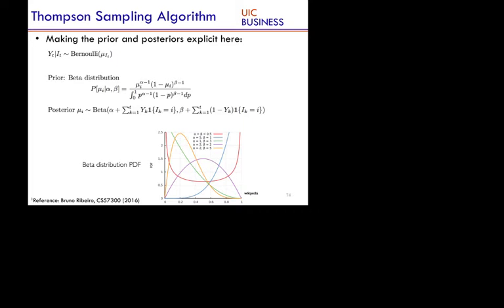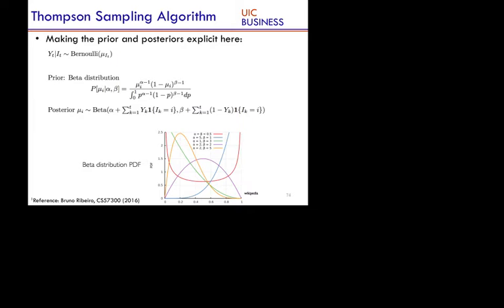So I'm just grounding what exactly is meant by drawing from that. What is meant by playing that arm? You just get a realization from the corresponding Bernoulli distribution. Now, what is interesting is that for a Bernoulli distribution, you can have a distribution on the parameter nu i to be a beta distribution.